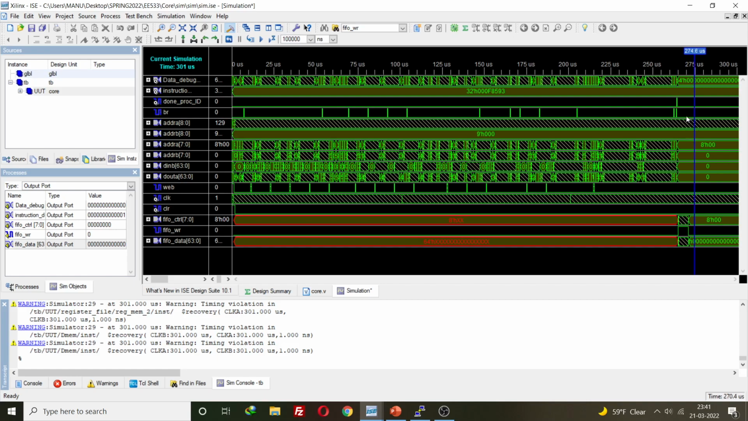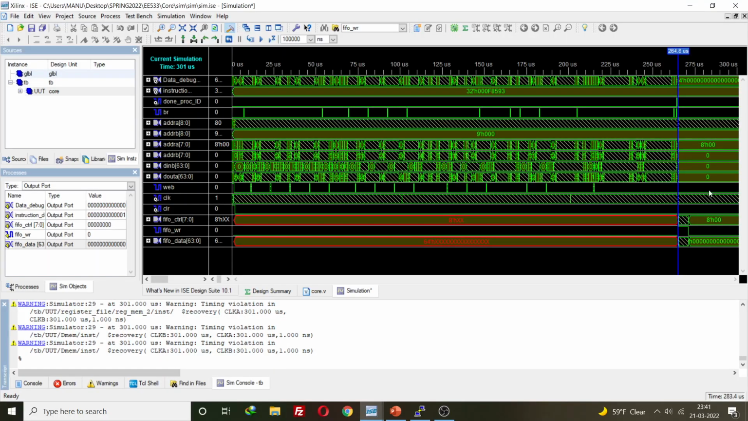As we can see, once the processor is done, we get the processor done signal, followed by the FIFO control and the data going out of the FIFO. We had a few issues deploying the FIFO file on the hardware, so we'll be fixing that and demonstrating it in the next video.